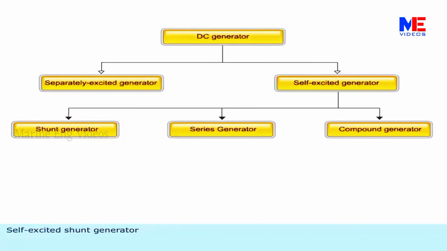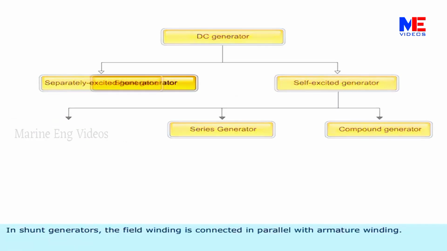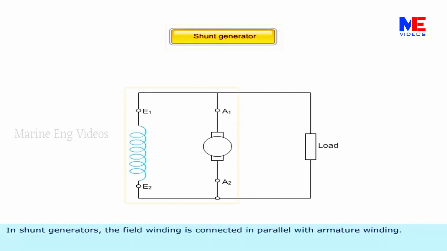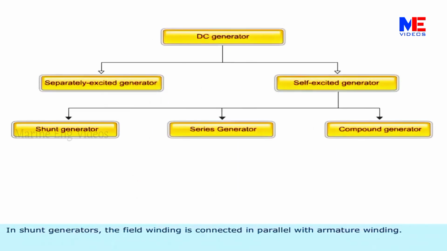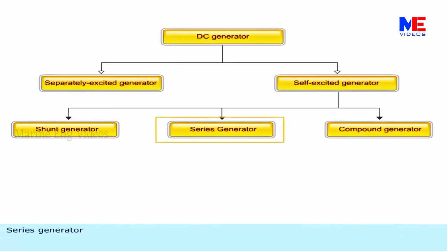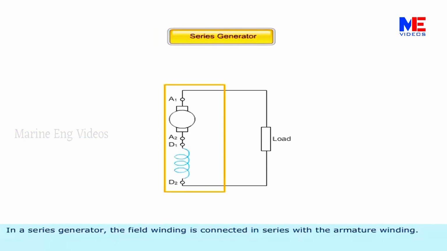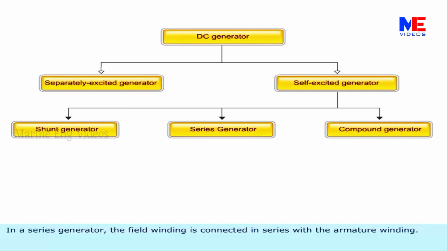Self-excited shunt generator. In shunt generators, the field winding is connected in parallel with armature winding. Series generator. In a series generator, the field winding is connected in series with the armature winding.